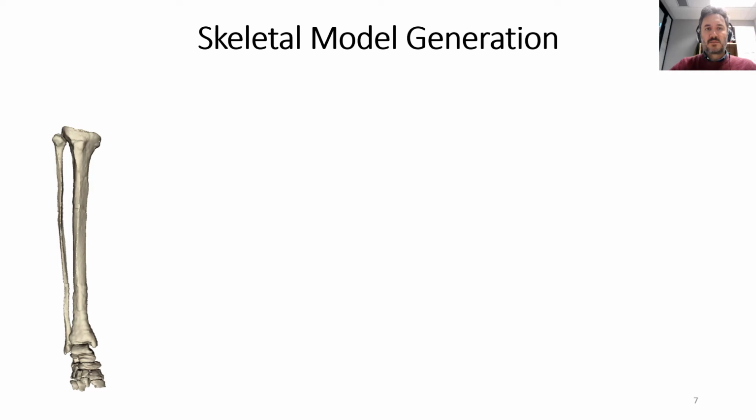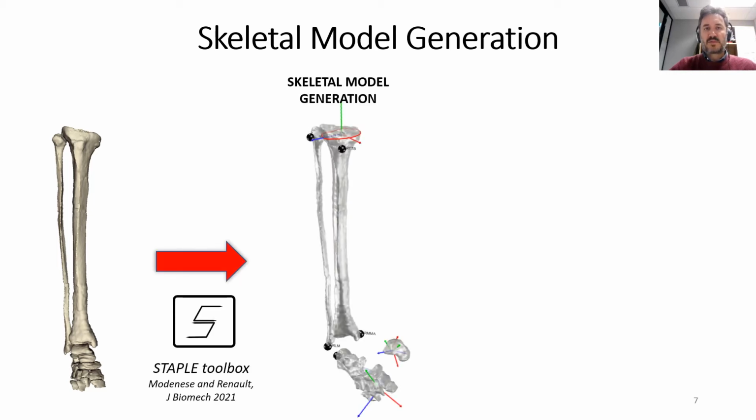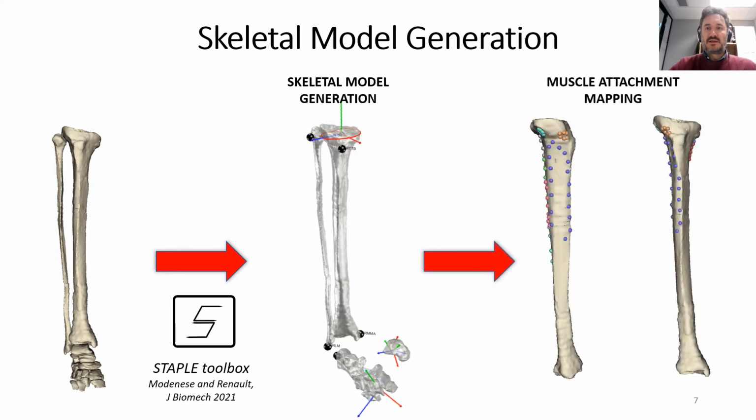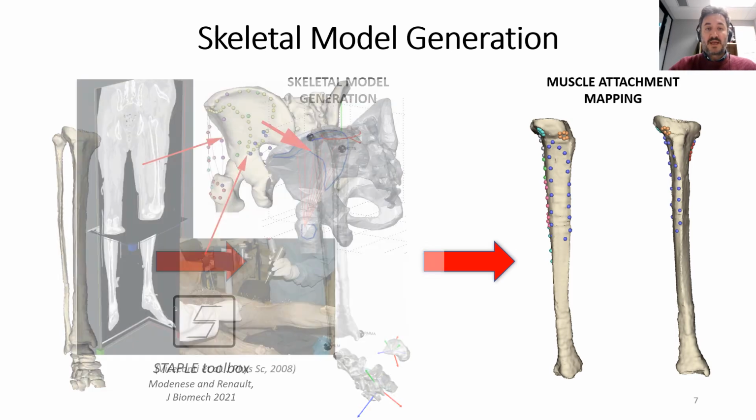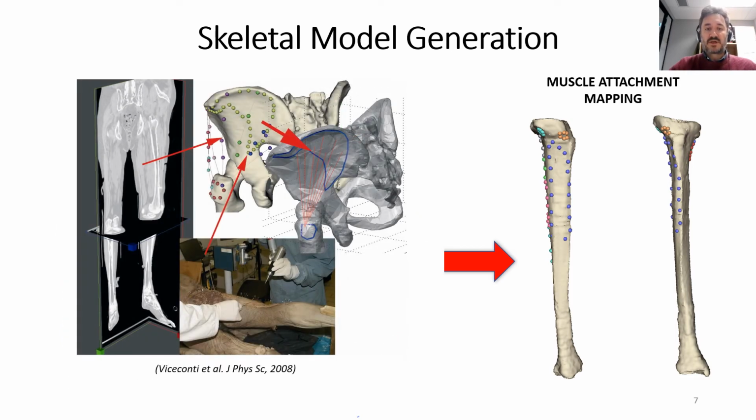The musculoskeletal model was built using automatic tools. The skeletal kinematic model was created in seconds using the STAPLE toolbox developed by Jean-Baptiste Renaud from Marseille University and myself last year, which was then extended to non-rigidly map on the tibia its typical muscle attachment areas. These areas were obtained originally from a previously published cadaveric dataset.